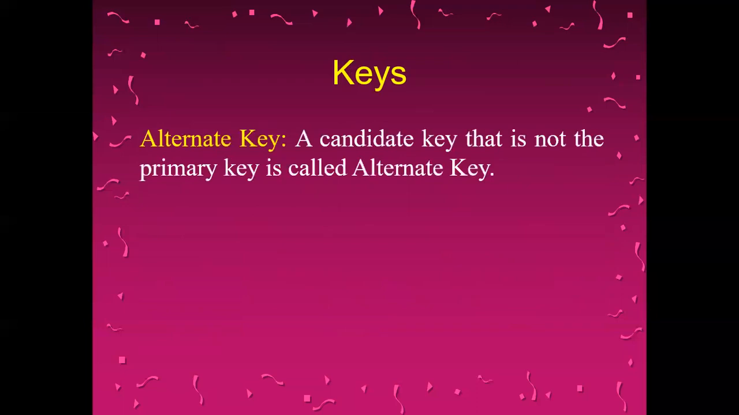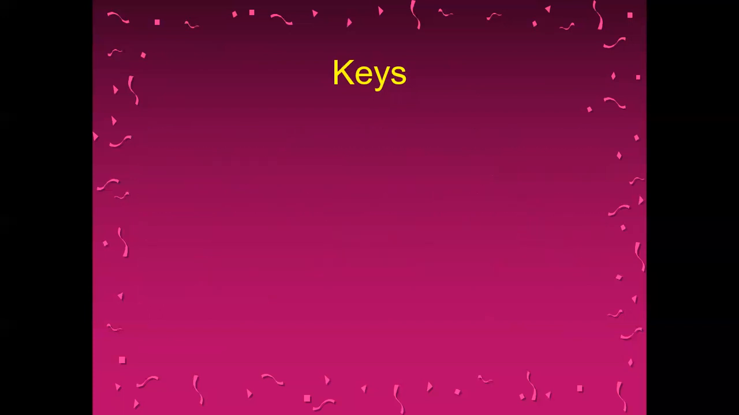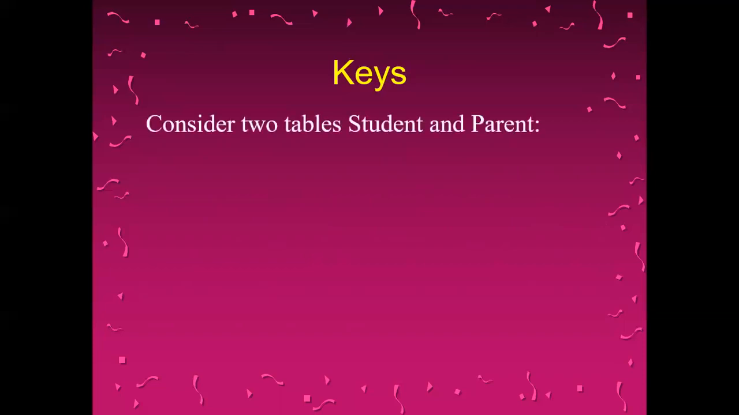Alternate key. A candidate key that is not the primary key is called an alternate key. They were candidate keys, but they cannot become the primary key, and the remaining candidate keys are called alternate keys. Foreign key. A non-key attribute whose values are derived from the primary key of some other table is called the foreign key in its current table. To understand the concept of keys, that is primary key, candidate key, alternate key and foreign key, we will consider 2 tables, student and parent.